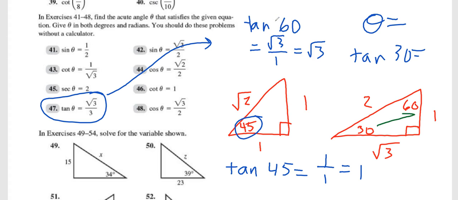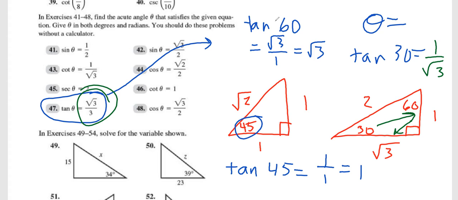Tangent of 30, opposite over adjacent, is 1 over radical 3. Which one of those is radical 3 over 3? We're looking for an angle whose tangent is radical 3 over 3. Do we think it's this one? No, that's ridiculous. We know that's not true. Do we think this is equal to radical 3 divided by 3? No, because that's exactly 1/3 of its value.